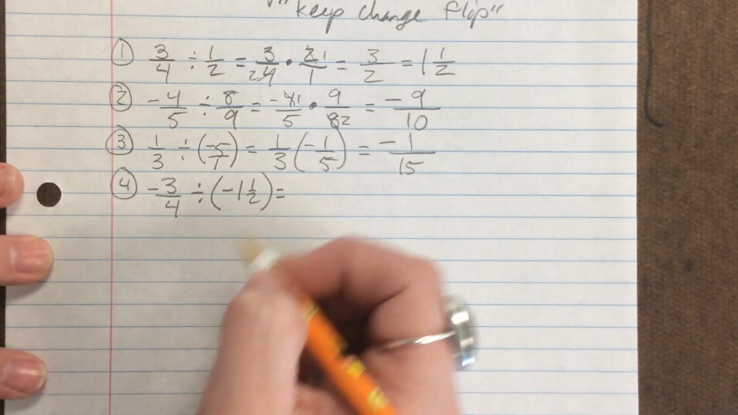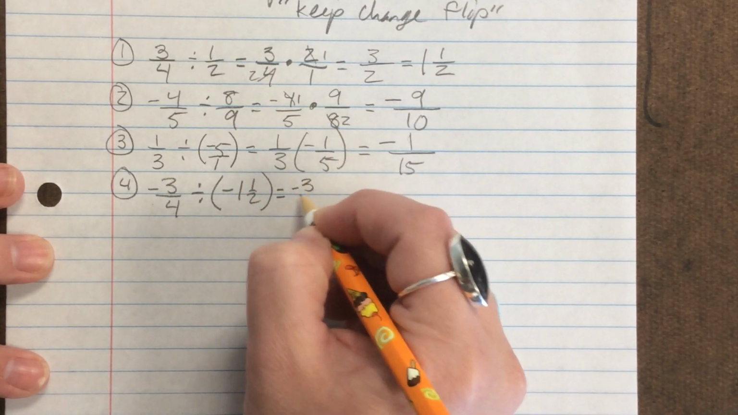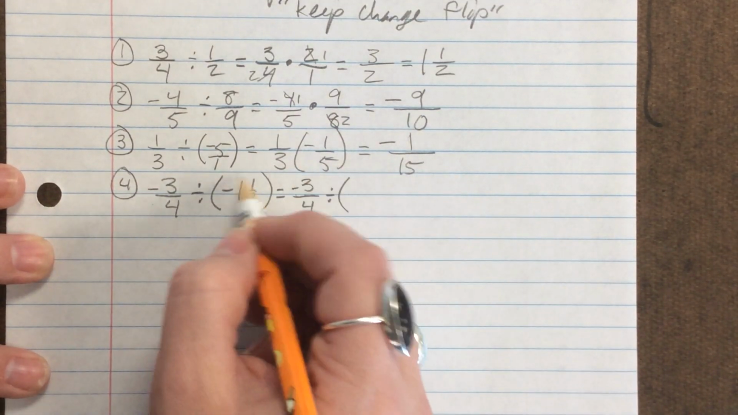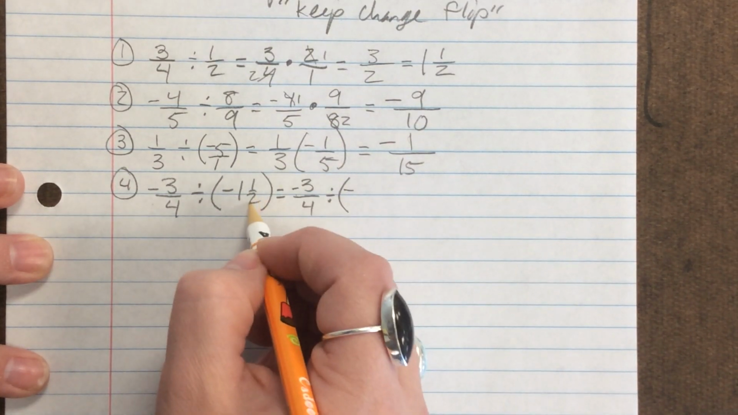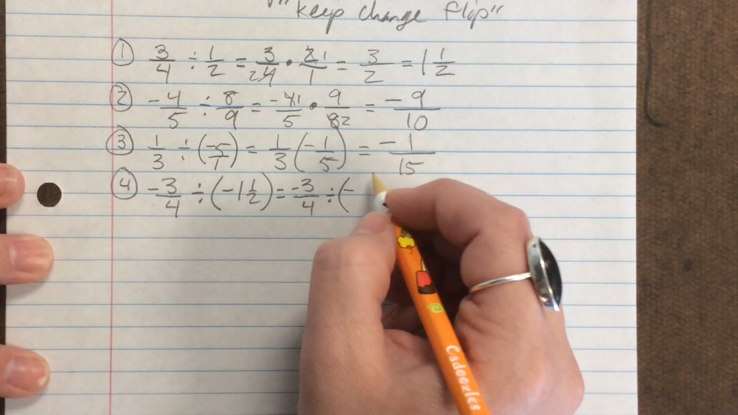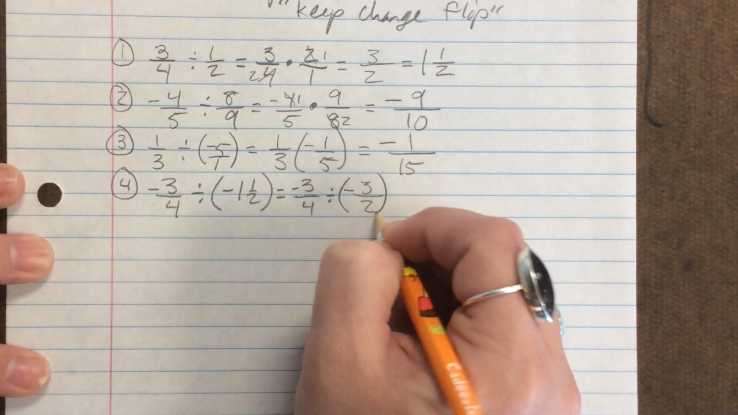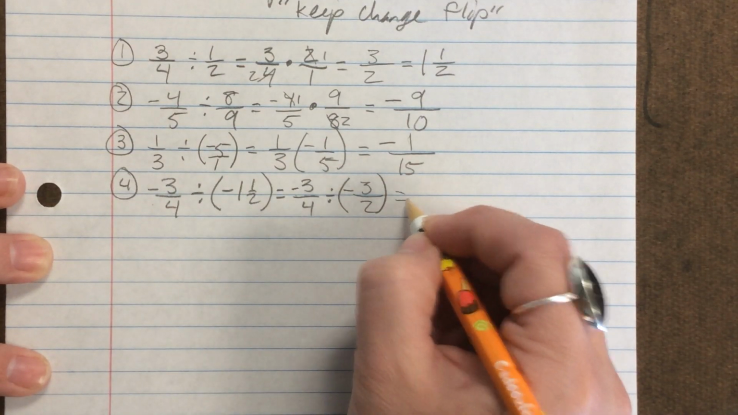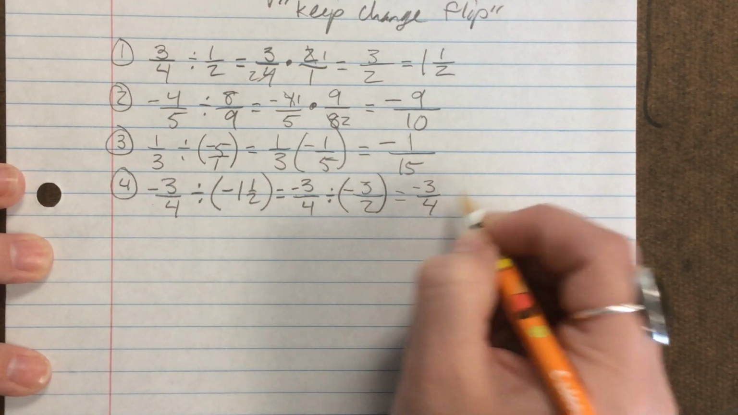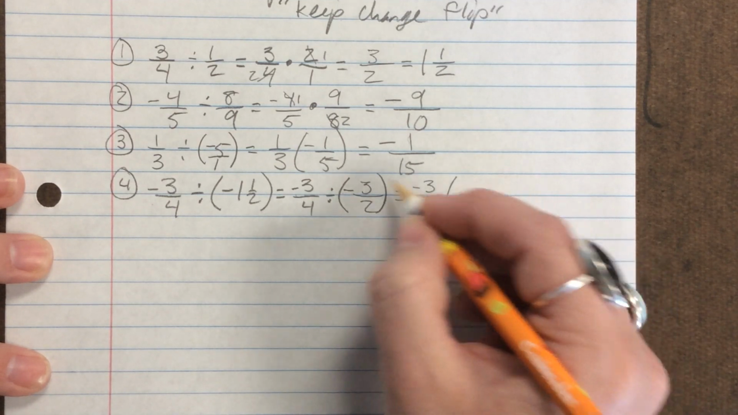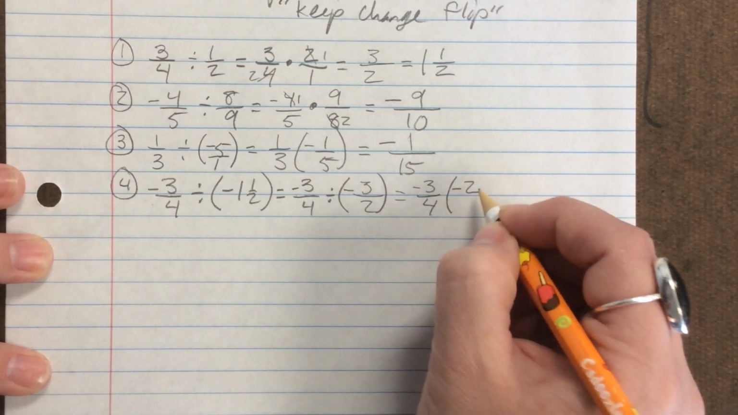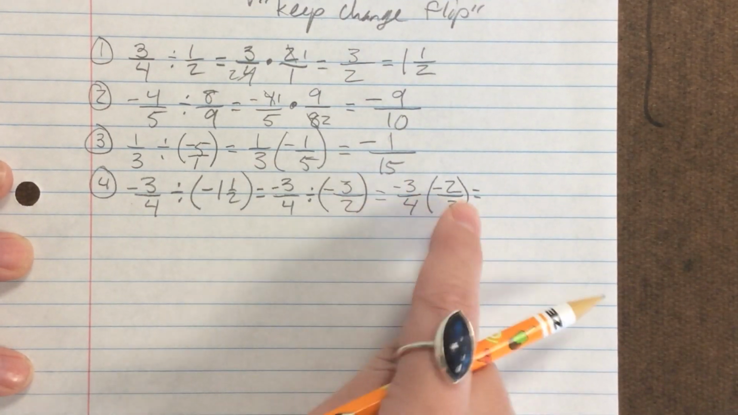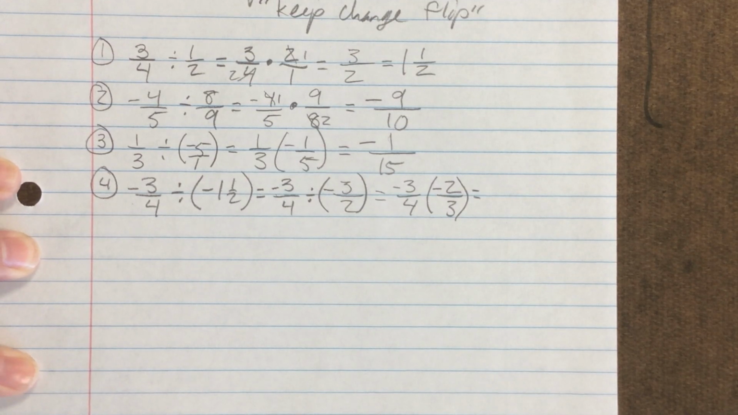First, I'm going to change it to an improper fraction. So I'm not doing the keep, change, flip yet. That all has stayed exactly the same. And -1 1/2 becomes 2 times 1 is 2 plus 1 is 3 halves. Now that it's written that way, I can do my keep, change, flip. So keep the first one, change divide to multiply, and flip the second one, and it's -2/3. Okay, so now I've got a negative times a negative, which is going to be positive.